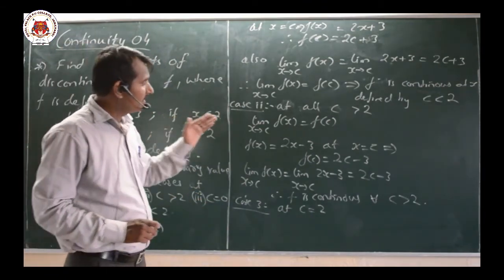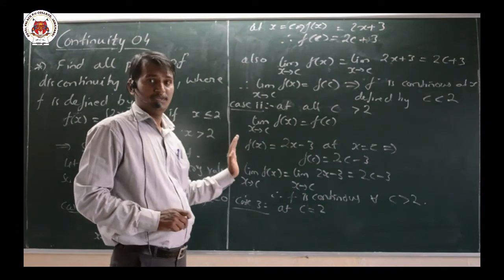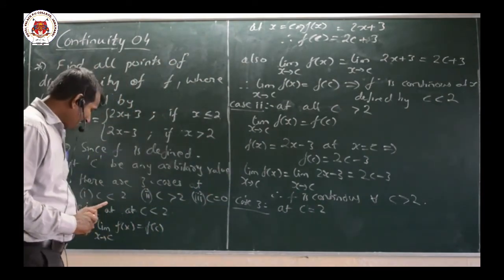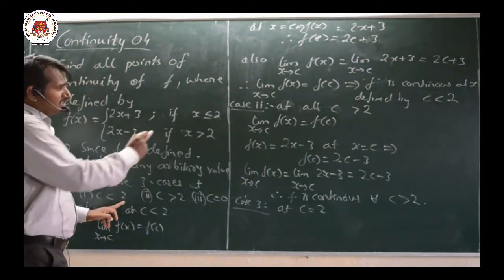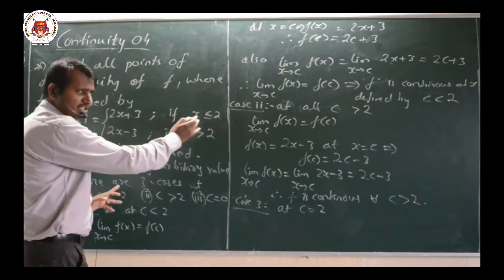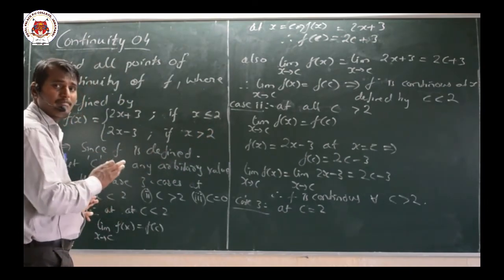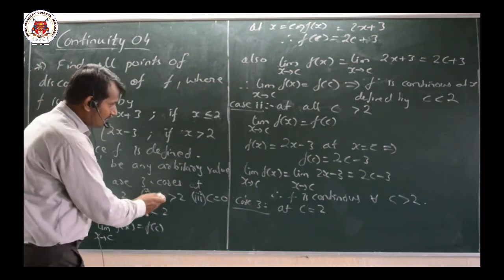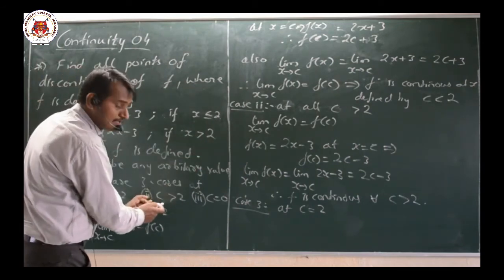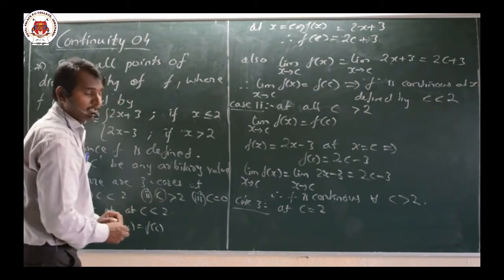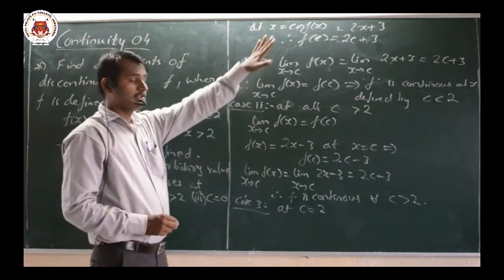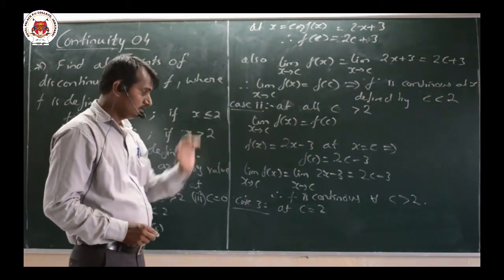But since we are not taking those values here, c less than 2 means x value is less than 2, whatever the values are less than 2, those all values I am taking as one single element, that is c. All the values of x greater than 2, those all values I am taking as c here. For that also it is continuous, here also it is continuous. Now let us look at the last part.